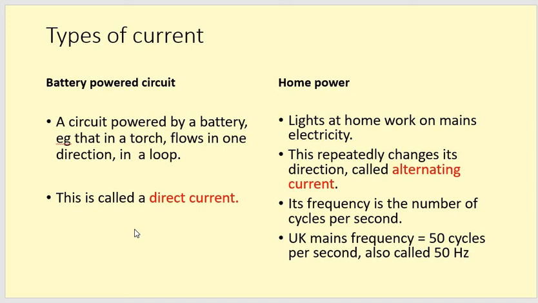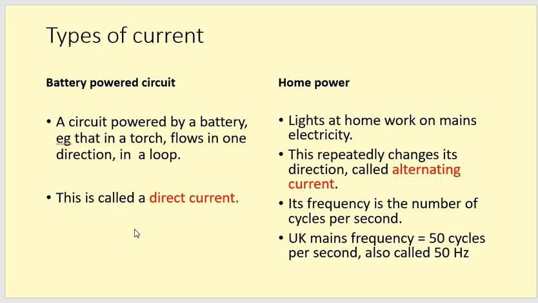However, when you are at home, the lights in your home will work on mains electricity. They don't all have batteries in. And this repeatedly changes direction. It changes from positive to negative, back to positive, and back to negative, positive, negative, positive, negative. You've got the idea because it changes between opposites. It's called an alternating current. It's alternating between being positive and negative.